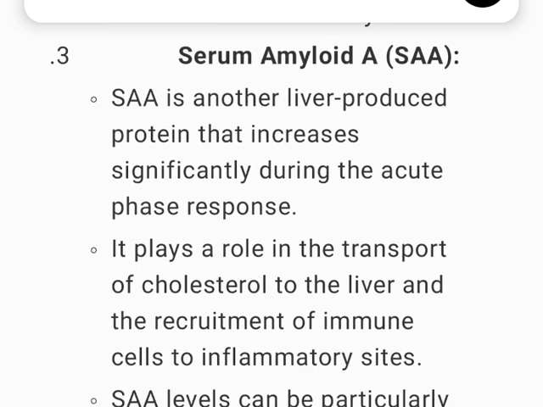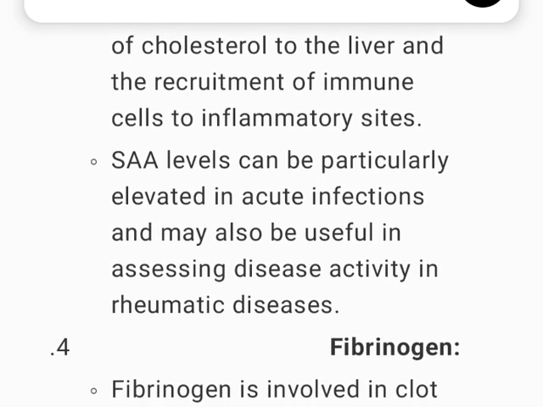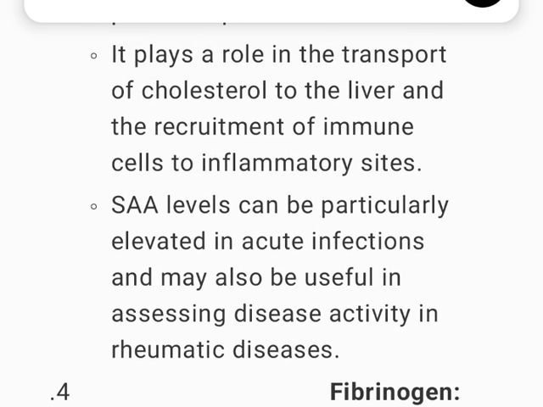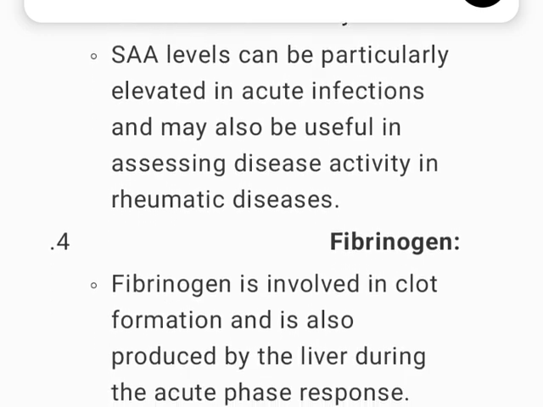3. Serum amyloid A, SAA is another liver-produced protein that increases significantly during the acute phase response. It plays a role in the transport of cholesterol to the liver and the recruitment of immune cells to inflammatory sites. SAA levels can be particularly elevated in acute infections and may also be useful in assessing disease activity in rheumatic diseases.